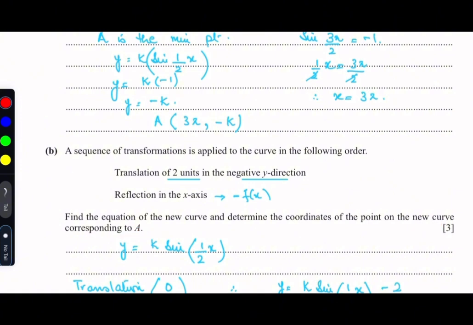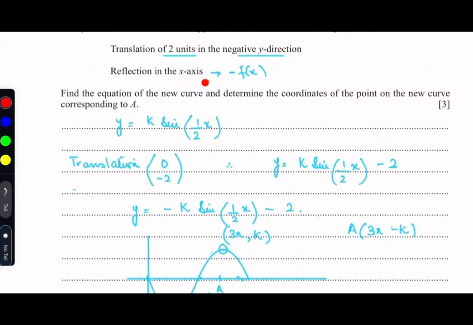For that, the given curve equation is y equals k sine x by 2. We know that it's getting translated by 2 units downwards along the y-axis. Therefore, the translation vector is 0, minus 2. So y should be equal to k sine x by 2 minus 2. This should be the equation after the translation of negative 2 units parallel to the y-axis. And then for the reflection in the x-axis, we have already discussed that this needs to be a negative function of x, so negative of this function.